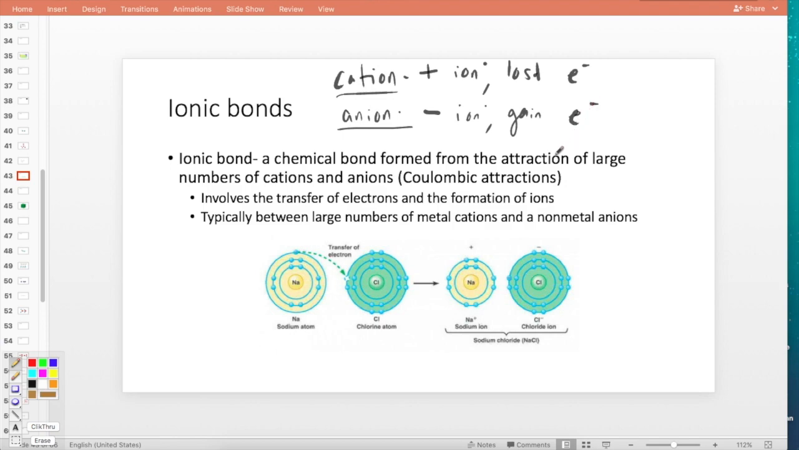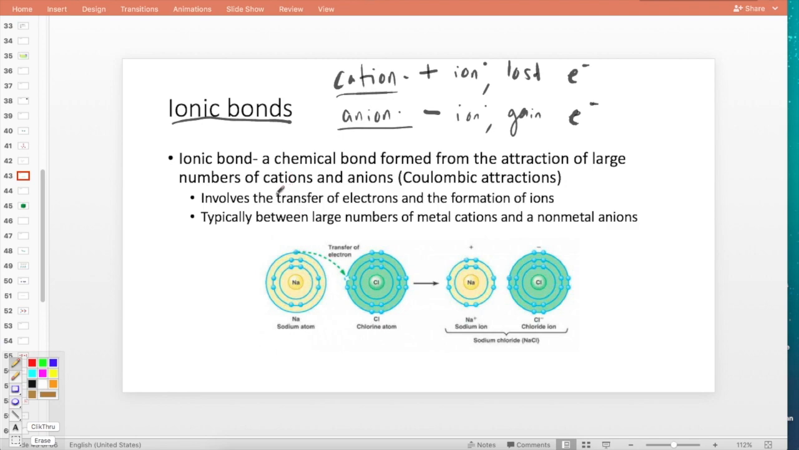Well, I think you can imagine what's going to happen if we get cations and anions close together. They are going to attract each other. Positive and negative attract. That's a Coulombic electrostatic attraction. And that attractive force is known as an ionic bond. It is our first type of chemical bond. It's a strong chemical bond.